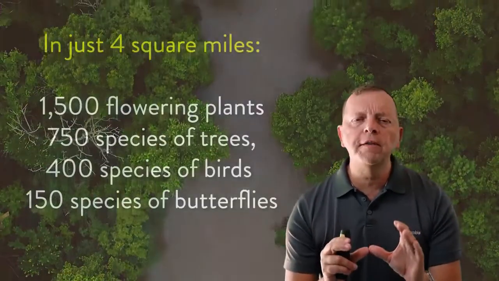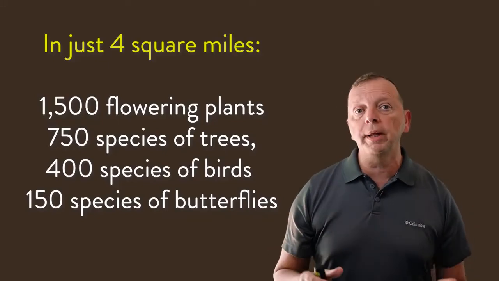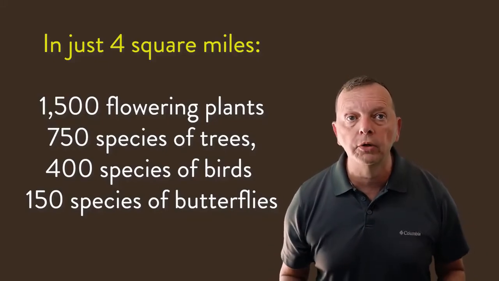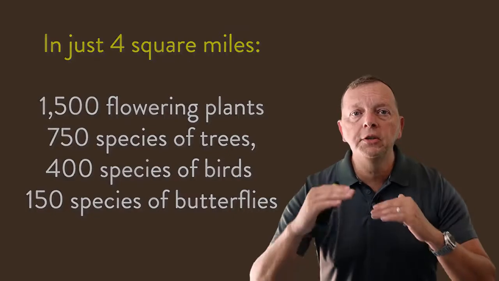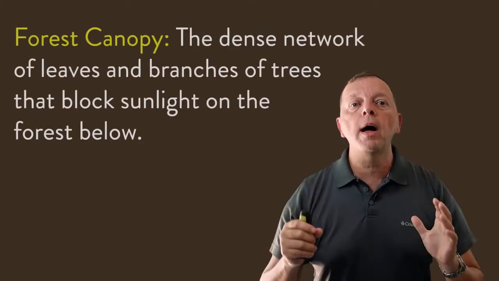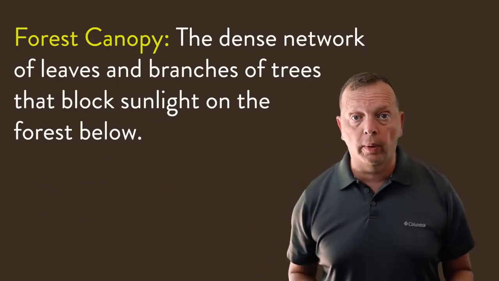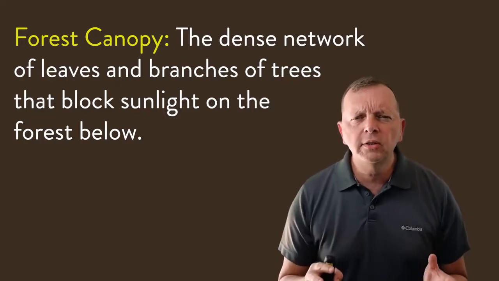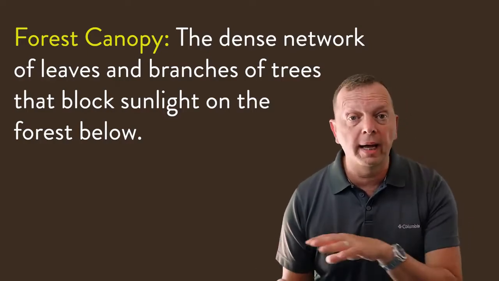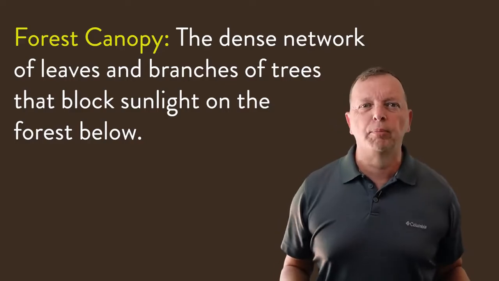In fact, in a tropical rainforest, in just 4 square miles, you can find literally thousands of different species of plants, birds, insects, and other animals. Now, these different species of trees will create different layers of canopies that will block most of the sunlight from getting to the ground. Essentially, a tree canopy consists of the leaves and branches that provide the shade below. This is kind of like an umbrella of leaves.